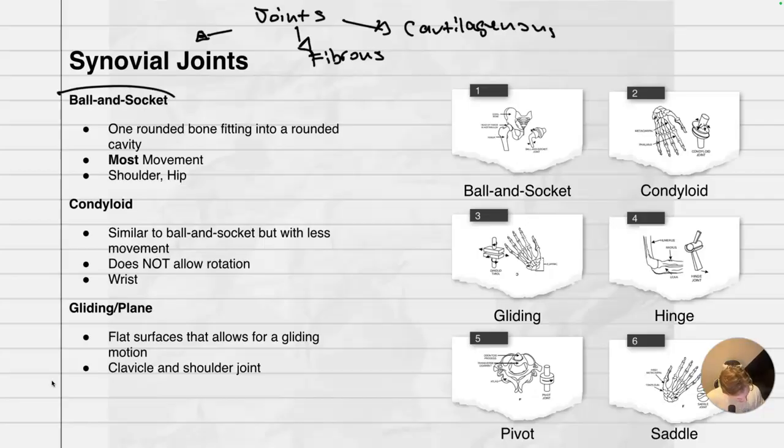But the ball and socket, the main thing I want you to think about with ball and socket is that this is the most movement. There's no other joint in the body that provides as much movement and free range as these ball and socket joints. The 2 most common examples are obviously the shoulder and hip.